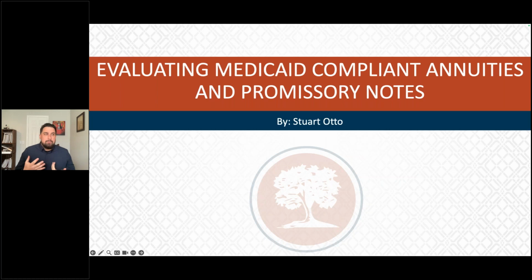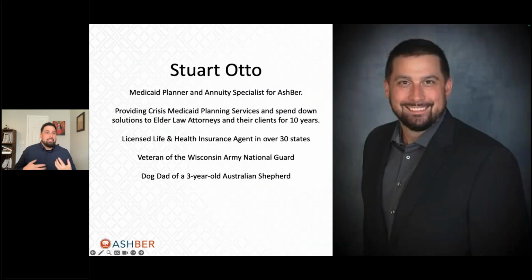But for the first maybe 10 or 15 minutes, I'm going to give some background on Ashburn, on what crisis planning is, what a Medicaid annuity is, and a promissory note. Once we get through that, we're going to go into the meat and potatoes of this presentation, which is the economic analysis and the cost analysis of using these annuities and notes in your planning.